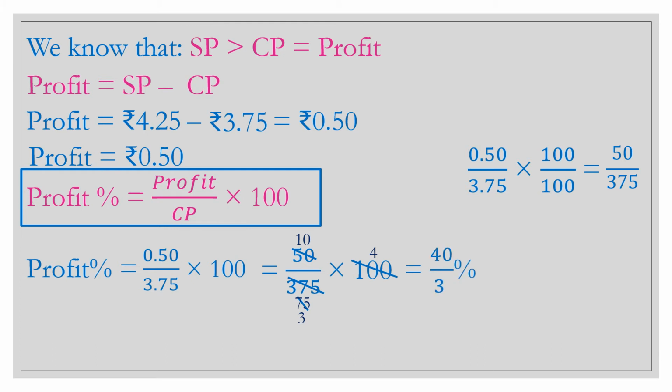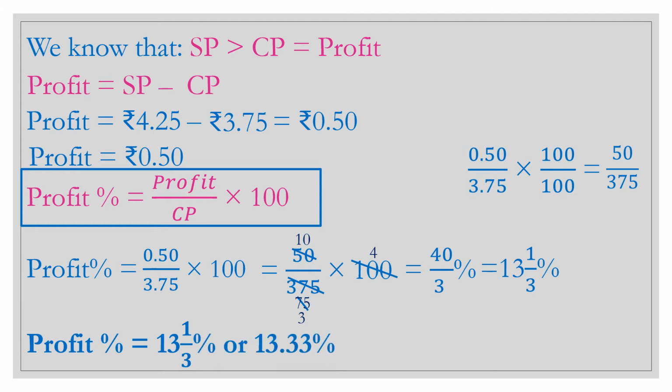We get 40 upon 3 percentage. If we divide 40 by 3, we get 13.1 upon 3 percentage. So profit percentage is equal to 13.1 upon 3 percentage or 13.33 percentage.